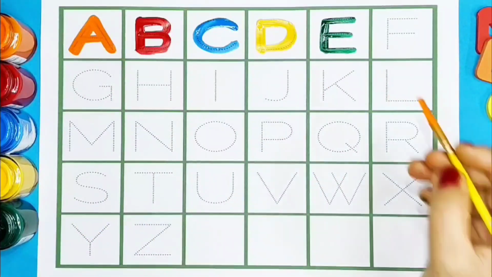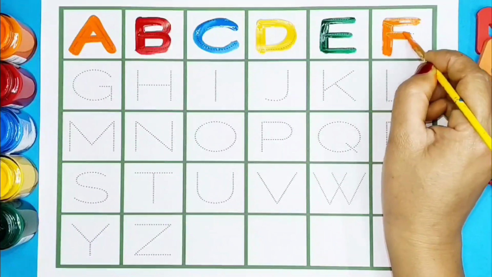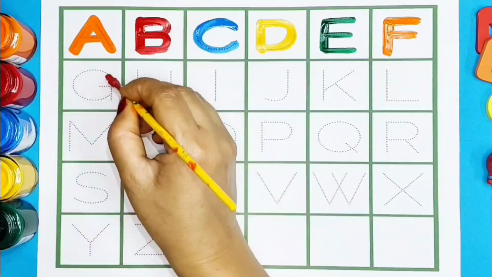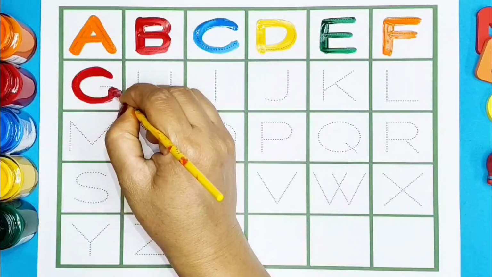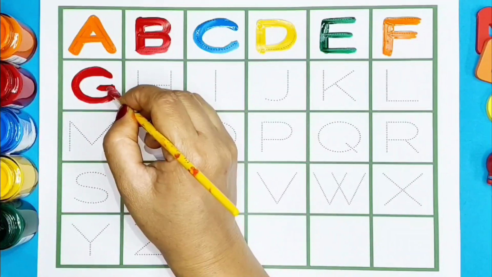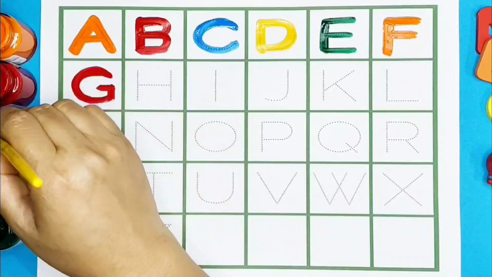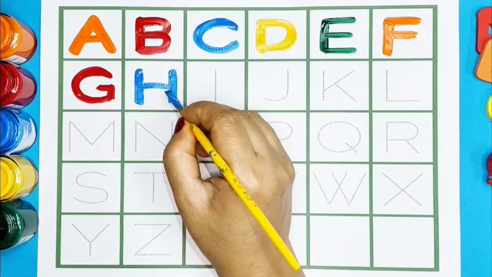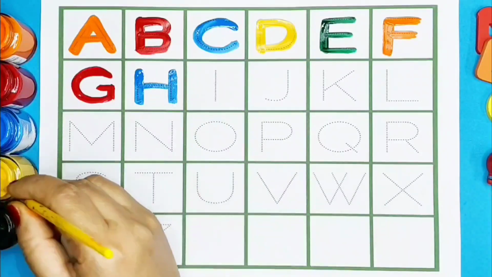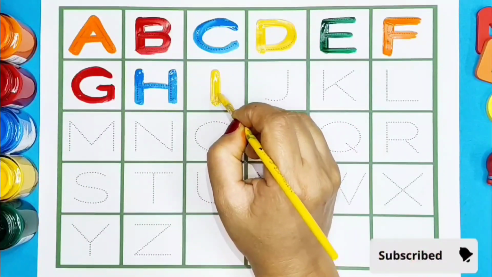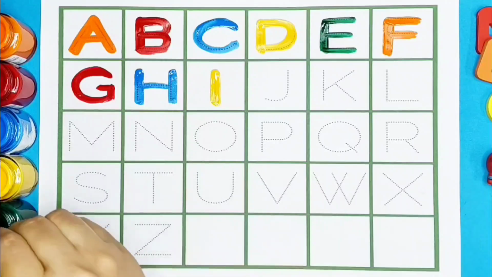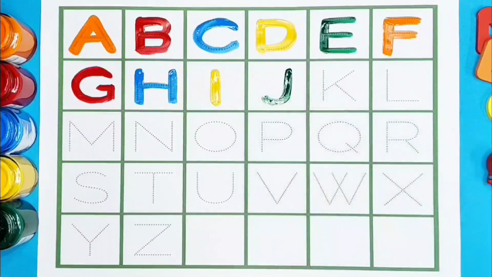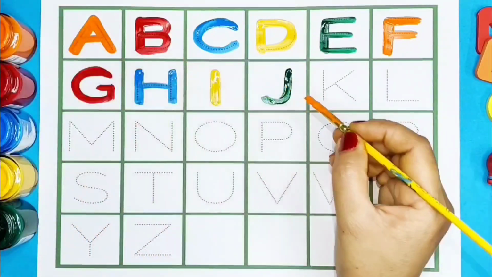Orange color. F for fish. Red color. G for grapes. Sky blue color. H for hand. Yellow color. I for island. Dark green color. J for jug. Orange color.